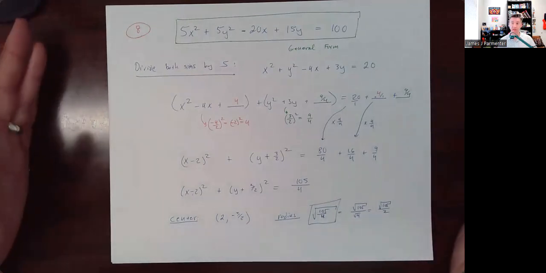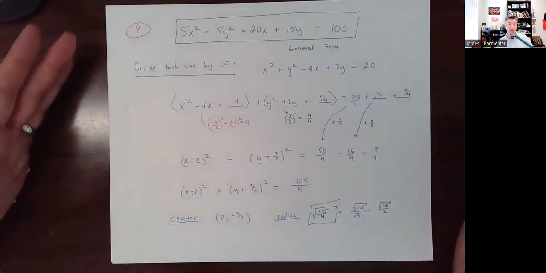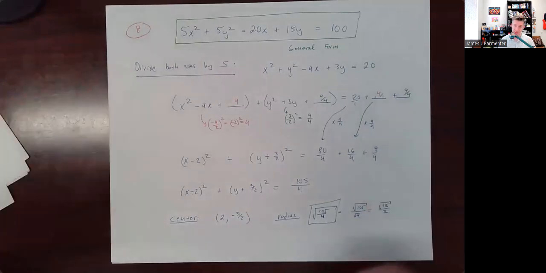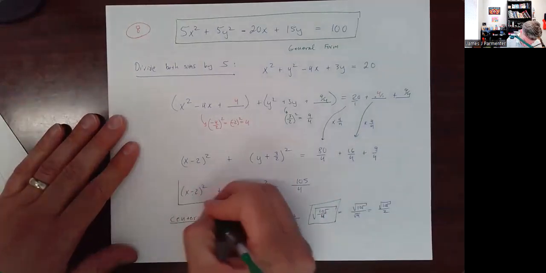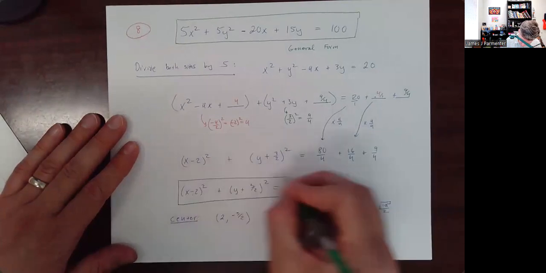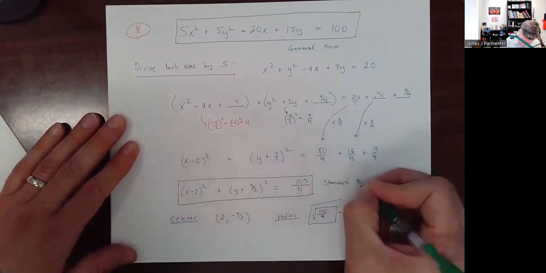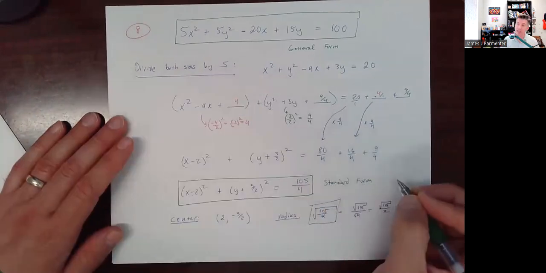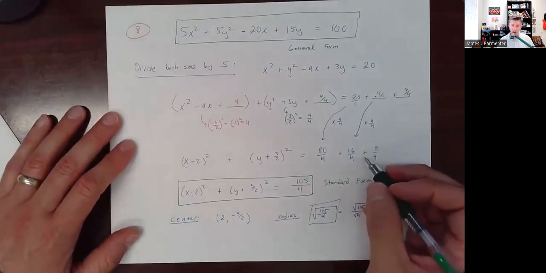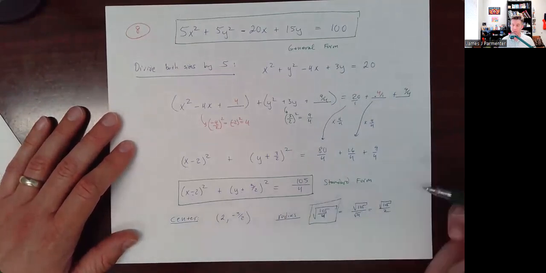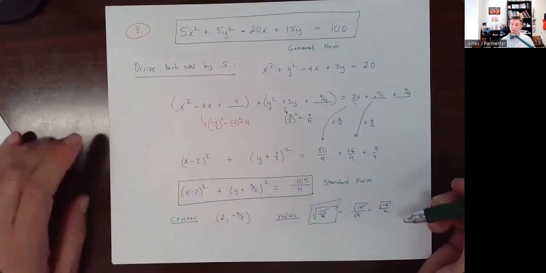Whereas the standard form of a line, also called the slope-intercept form, y equals mx plus b, tells you a lot about the line. The same thing is true here. The standard form of a circle tells us a lot about the properties of the circle. It makes it really straightforward to see, oh, the center is (2, -3/2), and the radius is the square root of that number. So that's the whole story.